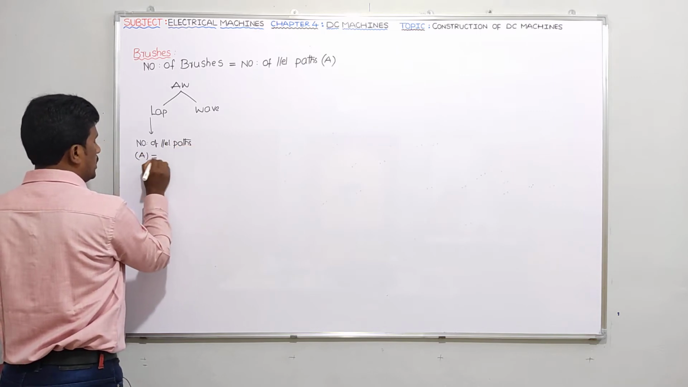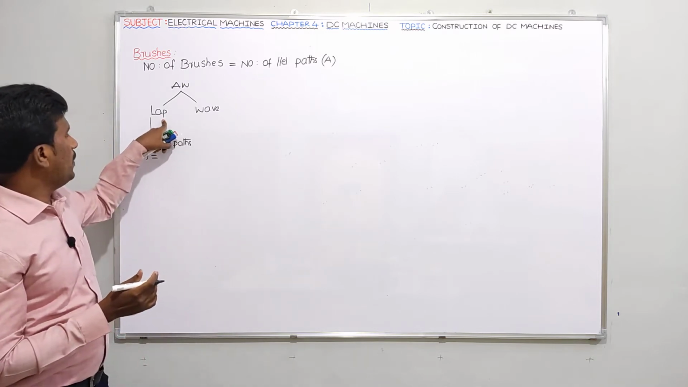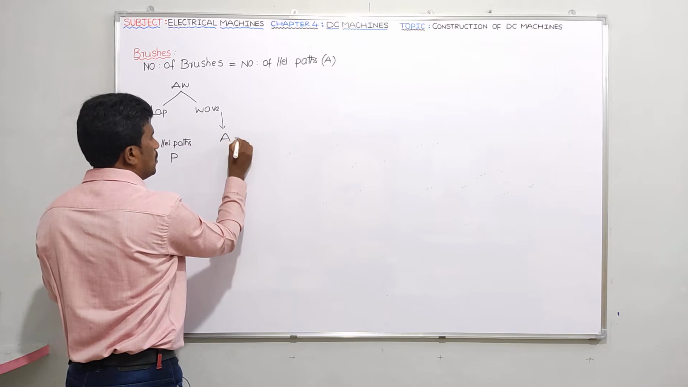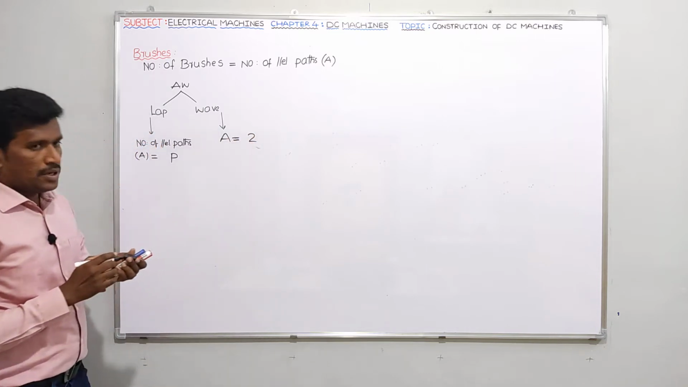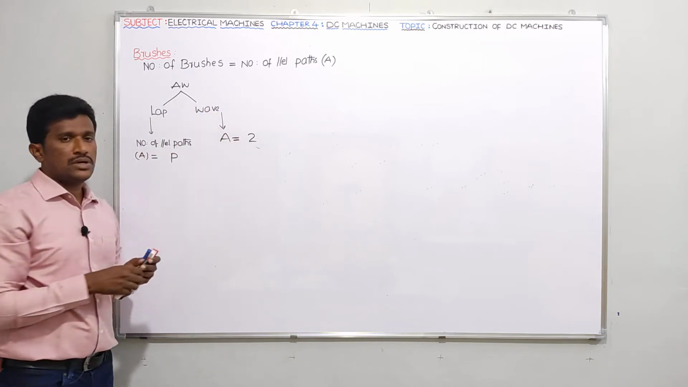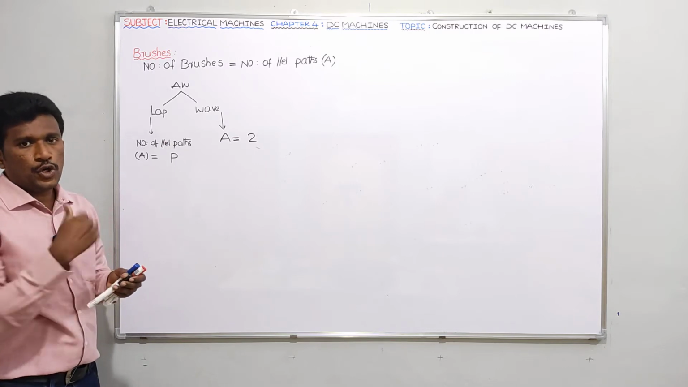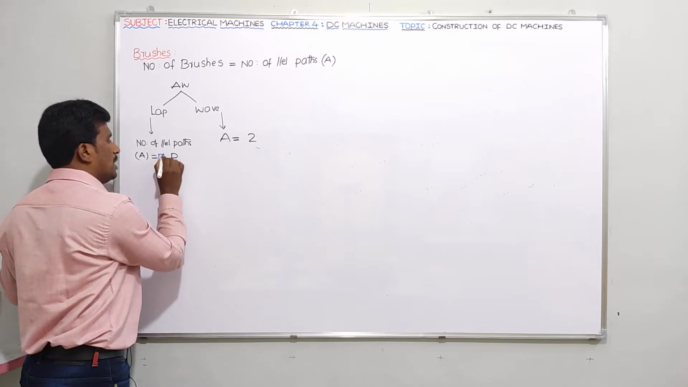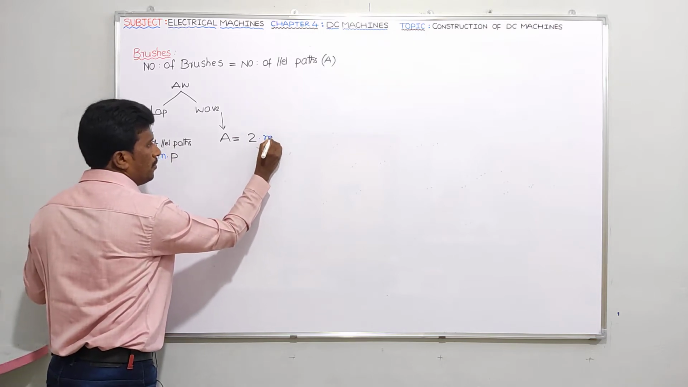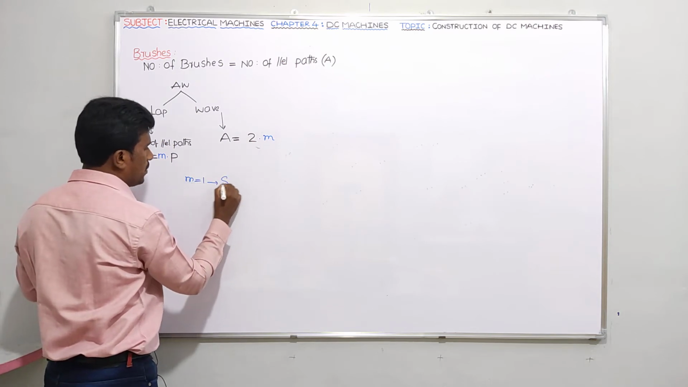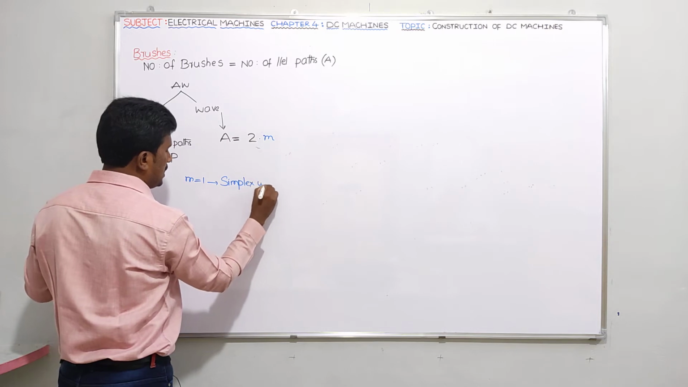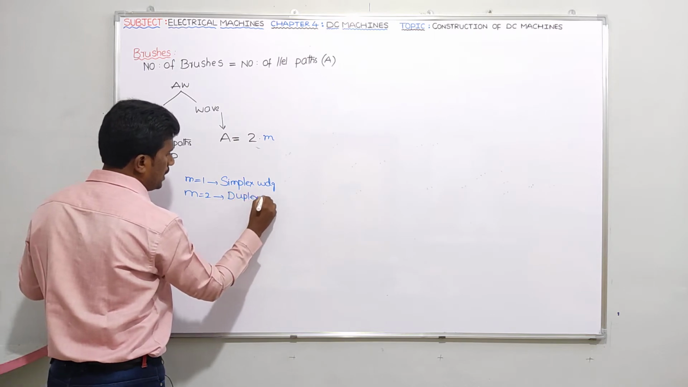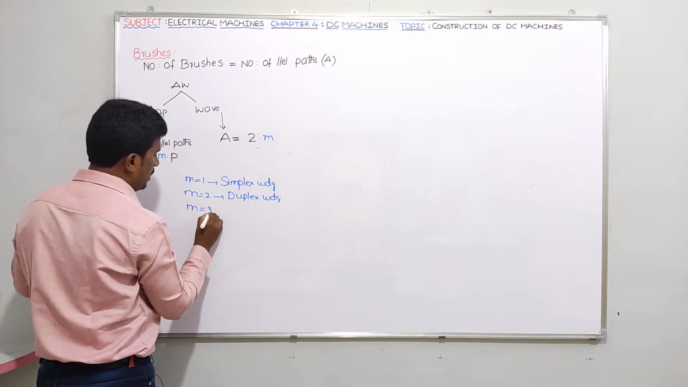In a lap winding, the number of parallel paths A equals the number of poles P. In wave winding, the number of parallel paths A equals 2. Actually A equal to P for lap and A equal to 2 for wave is correct for simplex winding. But for duplex and triplex, the formula for A will vary. In general, the number of parallel paths A equals M into P for lap, and for wave winding A equals 2 into M, where M is 1 for simplex winding, M equals 2 for a duplex winding, M equals 3 for a triplex winding, and so on.